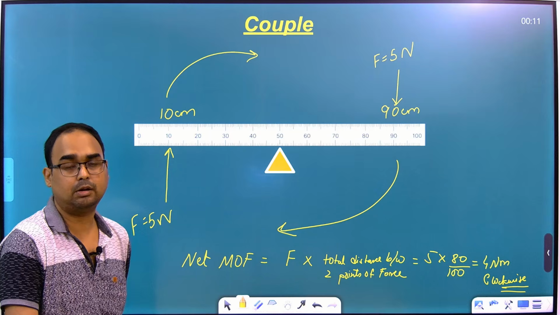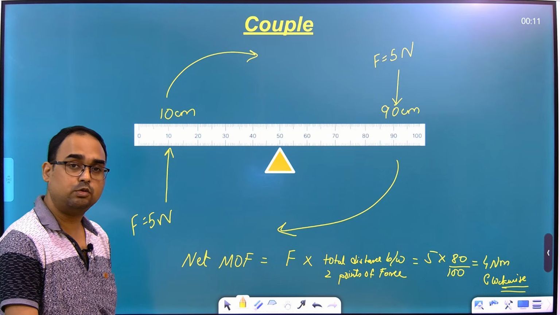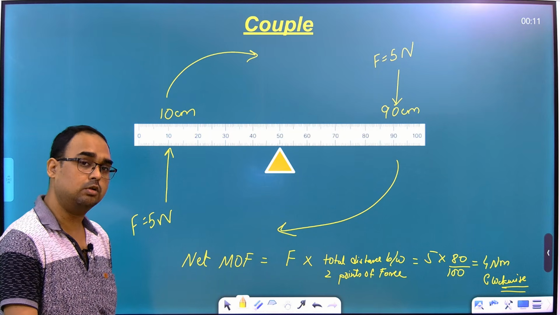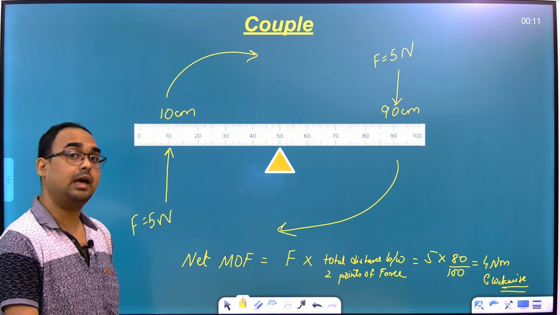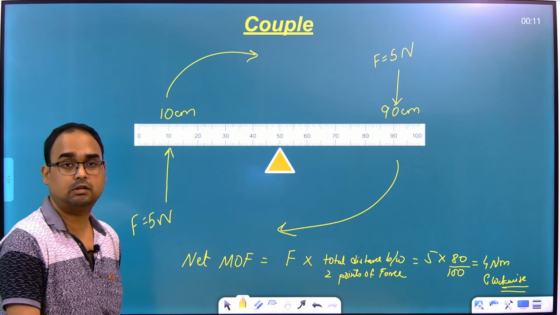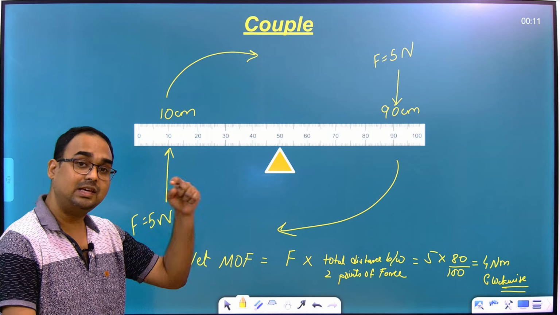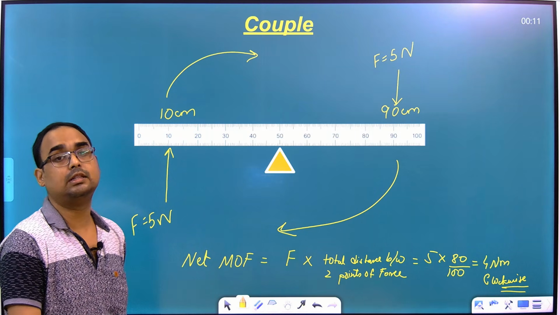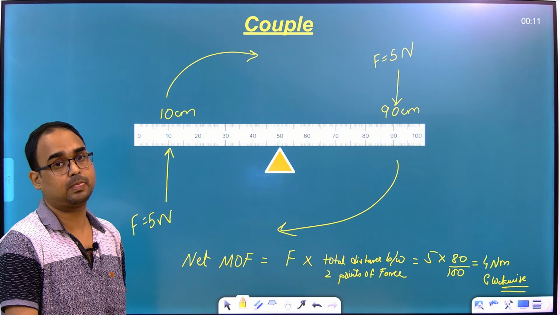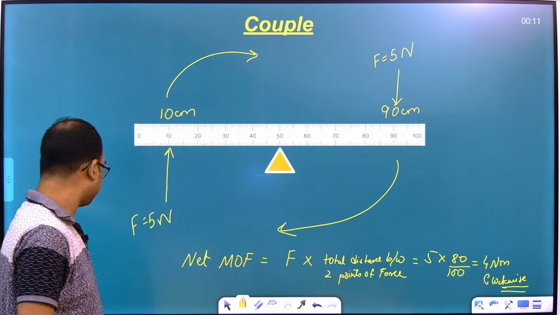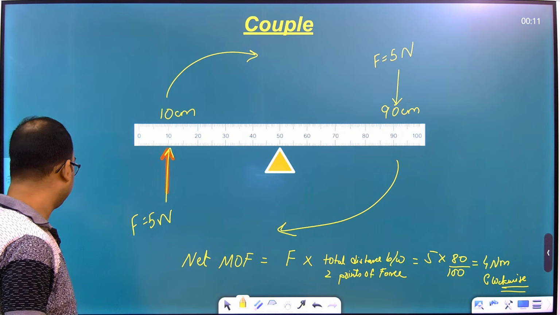So that is a couple. When two similar forces of the same magnitude act on the same body in opposite directions at equal distance from the fulcrum, and the body is moving in a single direction, the system is known as a couple. Clear? Okay.